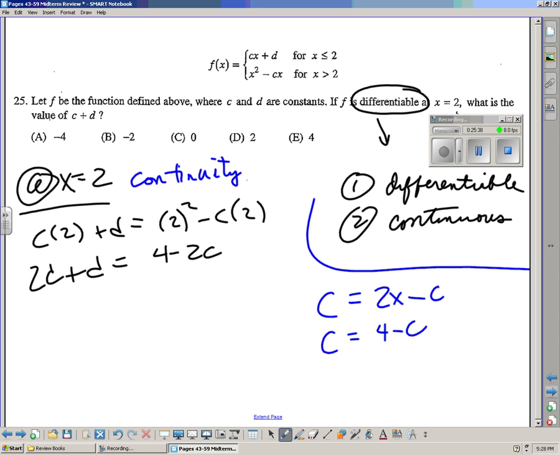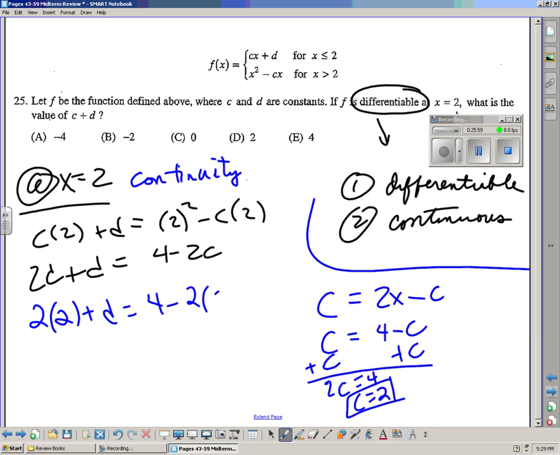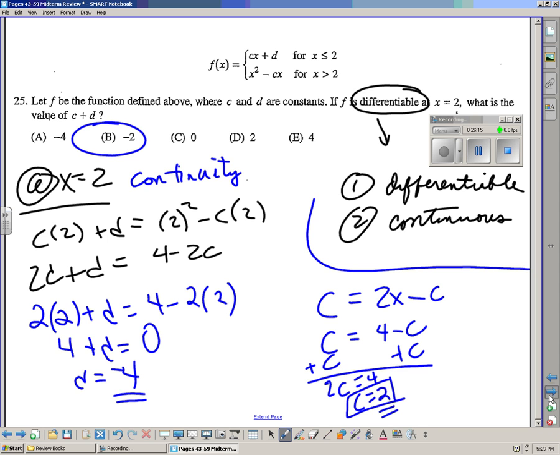Well, if c is 4 minus c, we can solve for c. So add c to both sides. 2c is 4, c is 2. And if c is 2, we want to find d, because they asked us for c plus d. That's their way of saying get c and get d and add them up. So 2 times 2 plus d has to equal 4 minus 2 times 2. Well, 2 times 2 is 4, plus d is 4 minus 4 is 0, so d is negative 4. So d being negative 4, c being 2, negative 4 plus 2 is negative 2, choice B.